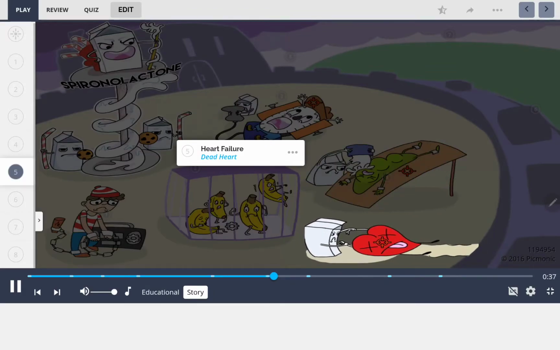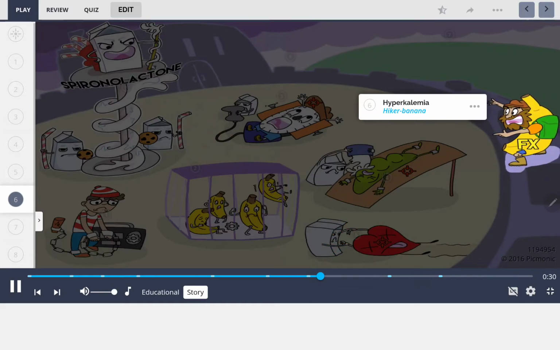And as you can see by the dead heart, death is the only way that the milk spiral minions let you leave. But after decades of putting up with the ruthless tower of torture and watching so many bananas locked up, never to be seen again, the people have decided to revolt, led by their inspiring commander, Hiker Banana.